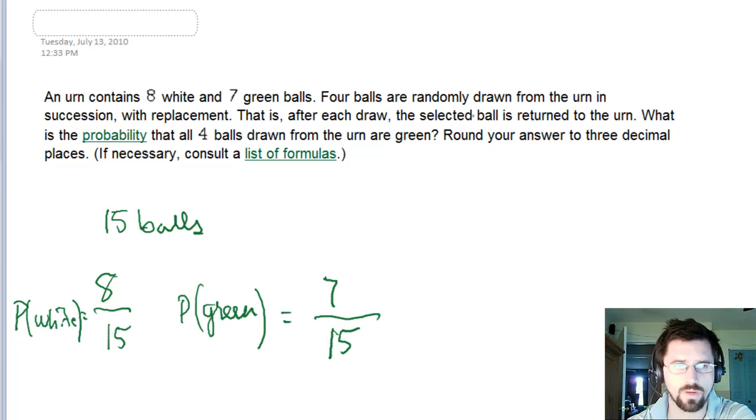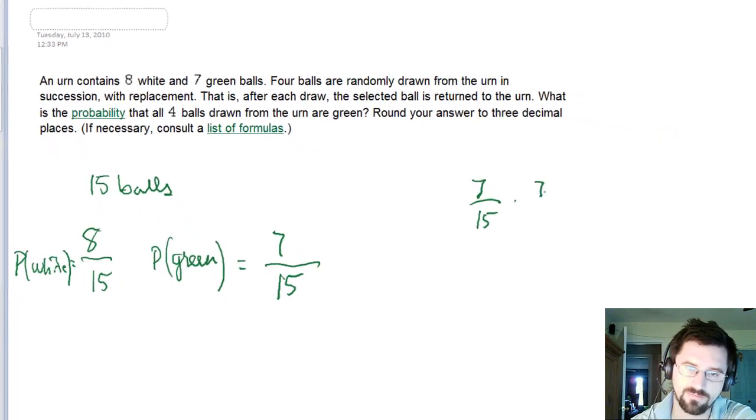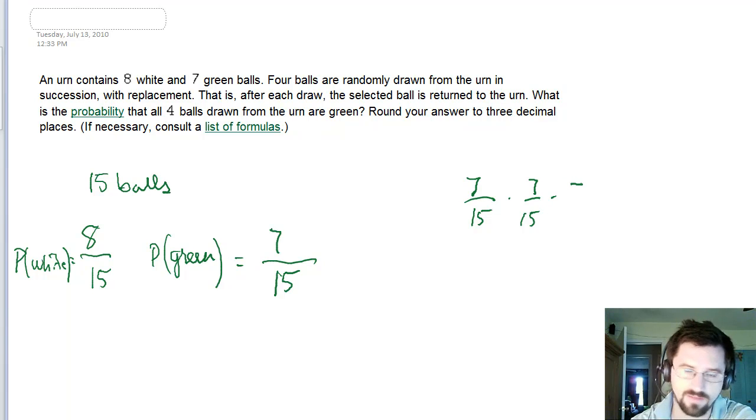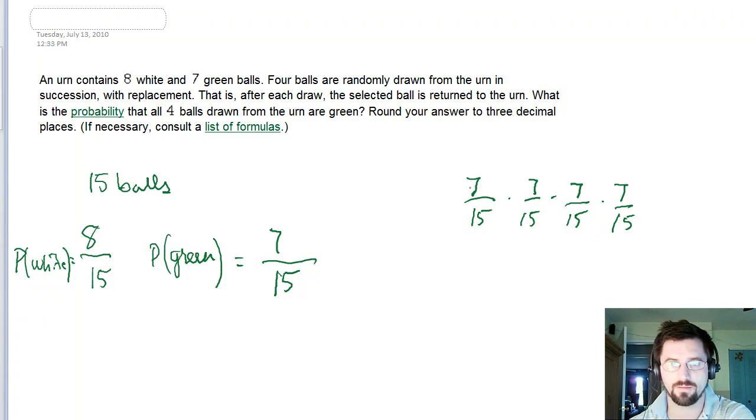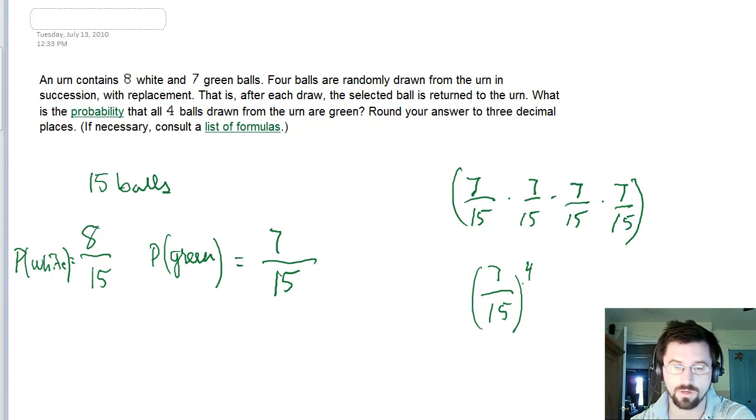So what do we want to do? We want to know the probability that all 4 drawn from the urn are green. Well, we have a 7 in 15 chance on the first time, a 7 in 15 chance on the next, a 7 in 15 chance on the next, and a 7 in 15 chance on the last draw. The probability doesn't change because they're independent, and we can use the multiplication rule. So I'm going to multiply those. The answer is 7 over 15 to the 4th power.